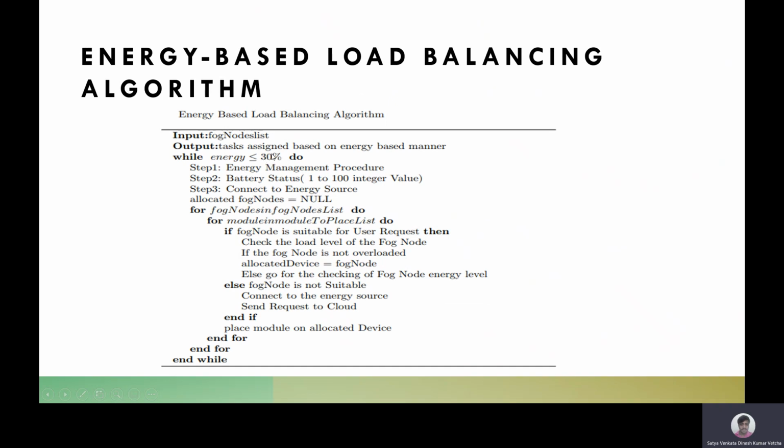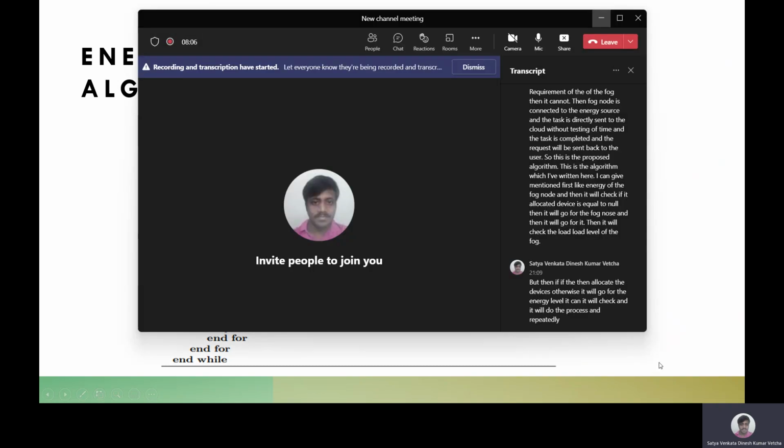I first mention the energy of the fog node, and then it checks whether the allocated device is equal to null, then it goes to the fog node and checks the load level of the fog node. If so, it allocates the devices; otherwise it goes for the energy level again, checks it and repeats the process, and repeatedly the fog nodes' energy level is updated. This is my proposed concept.